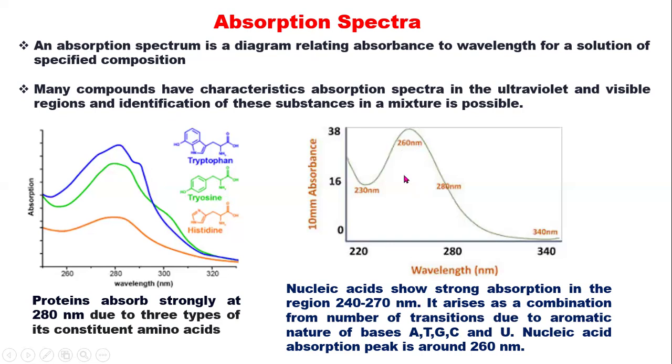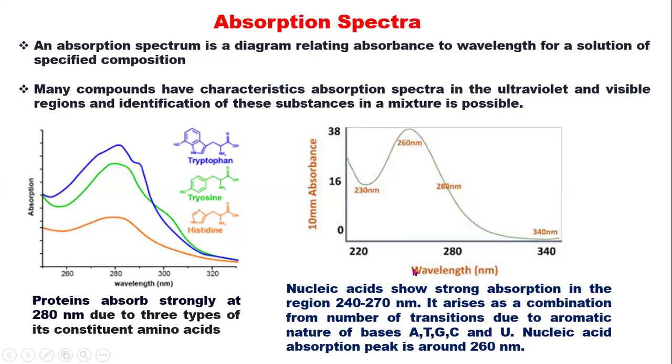So why is it nucleic acid absorbs? Is because of the aromatic nature of their bases. That is, ATGC: adenine, thymine, guanine, cytosine, and uracil also.